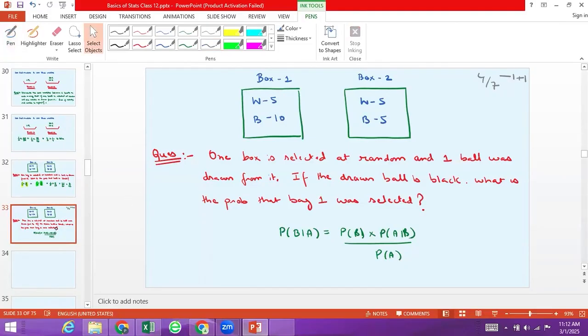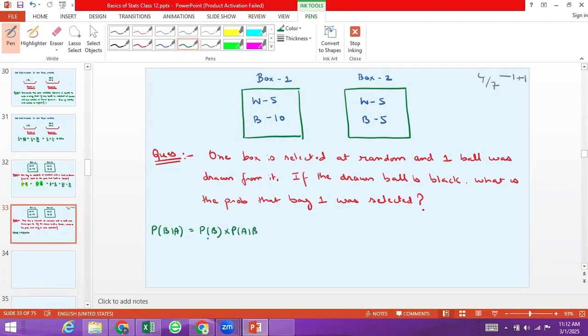Okay. Let's think about it. Probability of B given A is the same as probability of B multiplied by probability of A given B, divided by probability of A.